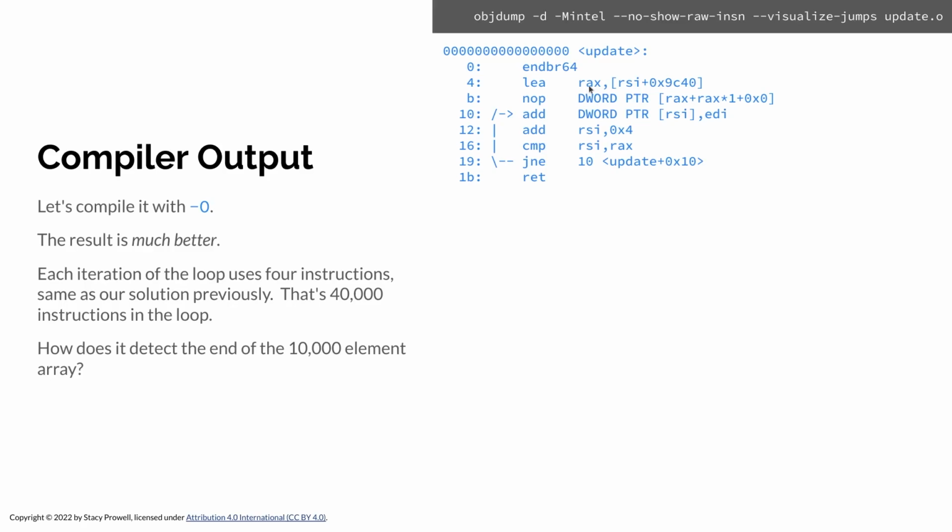So instead of counting to 10,000, each time we'll just increment RSI by 4 and then compare it to RAX to see if we've reached the end of the array, and if we have not, we go back up, and if we have, we return. So that's how we check for the end of the array. Otherwise, we do exactly the same thing. Each time we add EDI to whatever is pointed to by RSI, and that's the main thing we do.